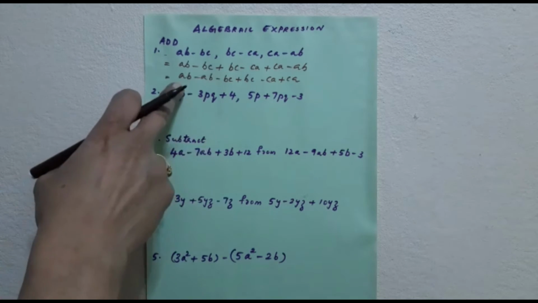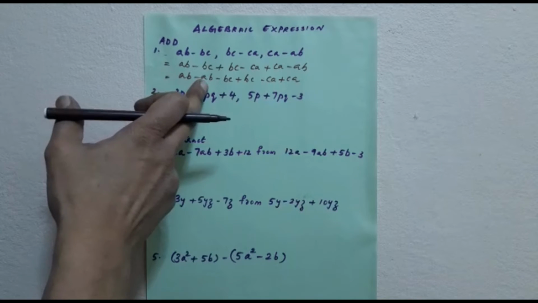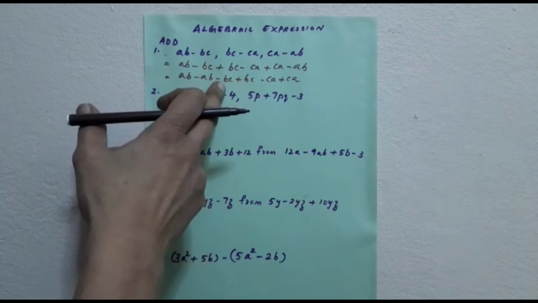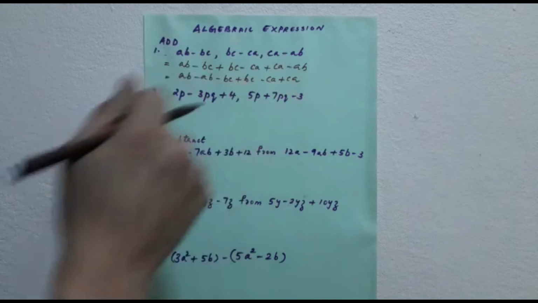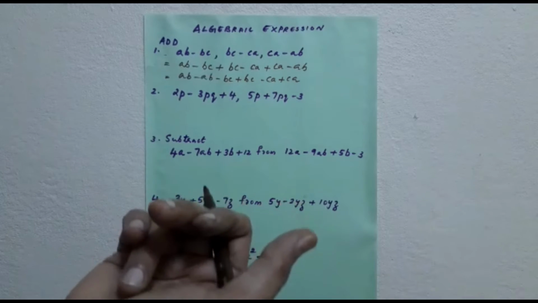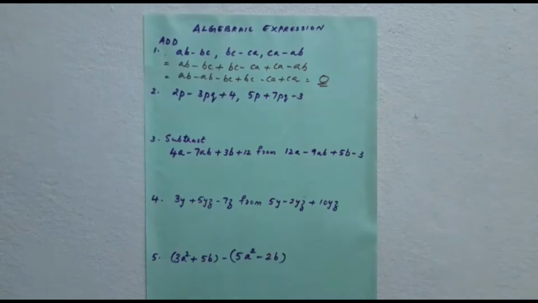Here the like terms are ab and ab. The coefficient along with ab is plus 1 and here it's minus 1, so it becomes 0. bc and bc are both like terms, so minus 1 plus 1 becomes 0. ca and ca: minus 1 and plus 1 become 0. The last answer becomes 0. While simplifying the polynomial, we get the answer as 0.